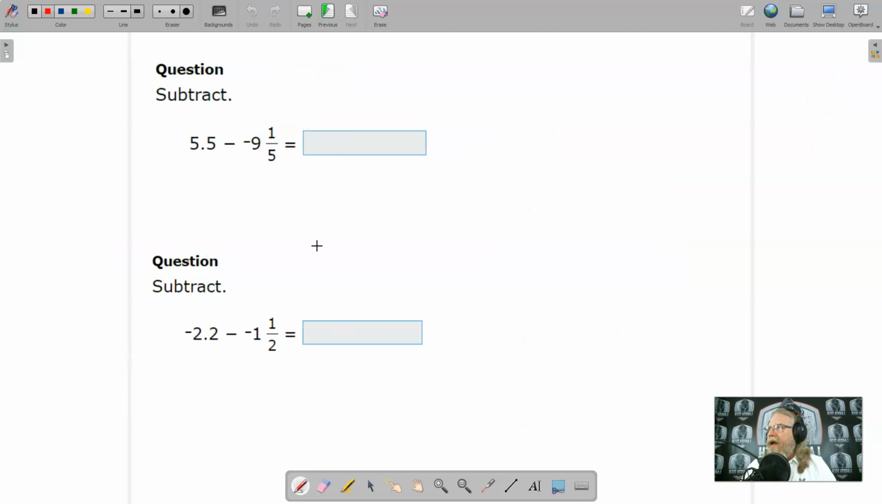Final two questions. Let's see, 5.5. That's a decimal, and I could change negative 9 1/5 over to a mixed number, but I happen to know that 1/5 is equal to 0.2. So let's do this. Let's go with 5.5 minus, let's take the opposite of negative 9 1/5 and make it a positive 9. Instead of 1/5, we're going to put 0.2. If you divide 1 by 5, you will see that that equals 0.2. So 5.5 is positive, changed it to addition, silly me, and then took the opposite. So they're both positive, so I just need to add them together.